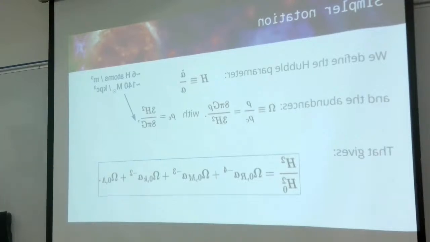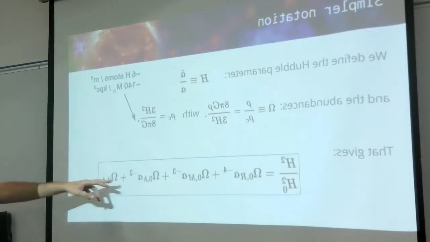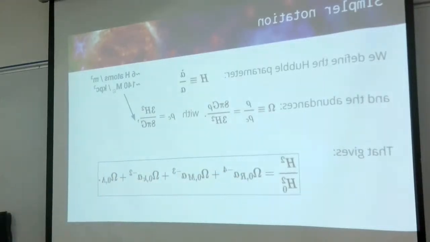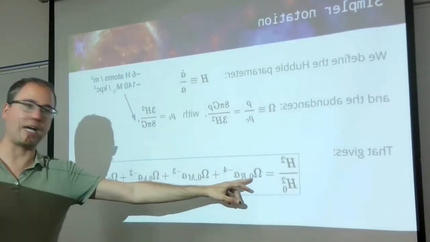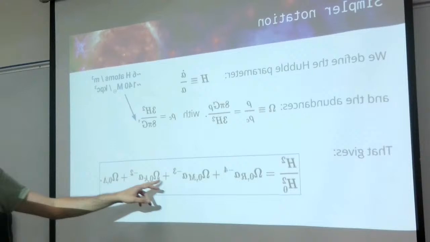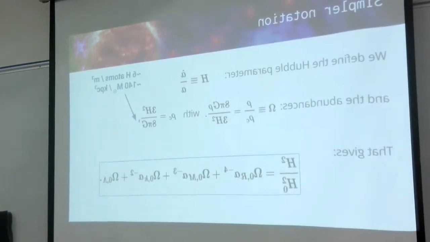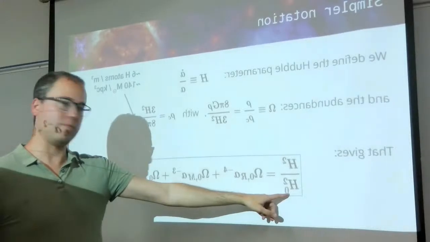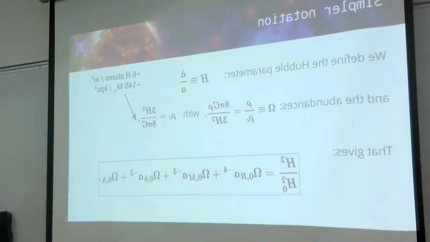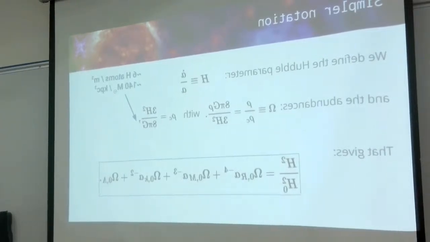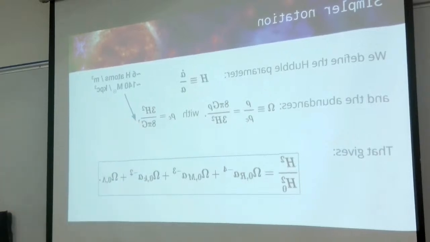Please. Why is it omega 0? Probably because I copied this one from Wikipedia. No, the 0 here means present day, so it's the present-day omega radiation, the present-day matter, and so on. That H is the Hubble parameter now, and this is how it was before. It means that the critical density changes in time. Yes, because the whole universe becomes bigger, and so the density becomes lower.